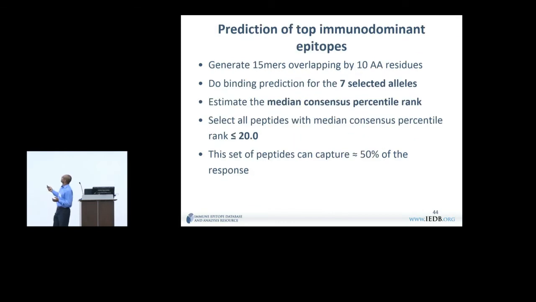So how do we do that? First you generate the 15-mer peptides overlapping by 10 amino acids, then do binding prediction for this set of 7 alleles, and then estimate the median percentile rank. So for each allele you get a consensus percentile rank, you estimate the median, and select all those peptides with median percentile rank less than or equal to 20. That's it. It's not straightforward, and you'll have to do that manually as of now. This set of peptides can capture approximately 50% of the immune response.